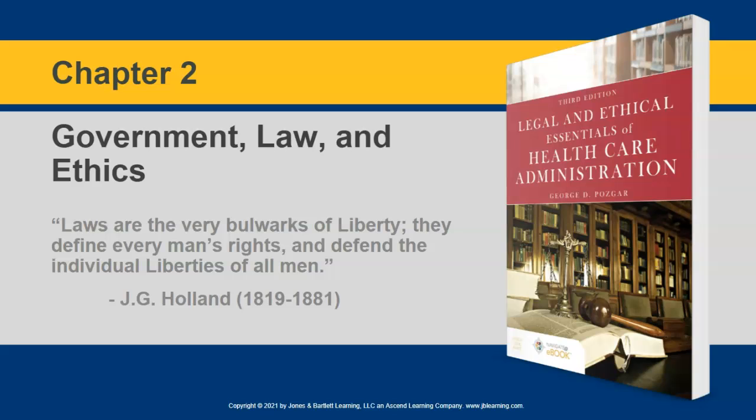Chapter 2, we are reading and talking about government, law, and ethics. The three branches of the federal government are the legislative, executive, and judicial branches. The purpose in having three different ones is separation of powers. That way no one sector has too much power.